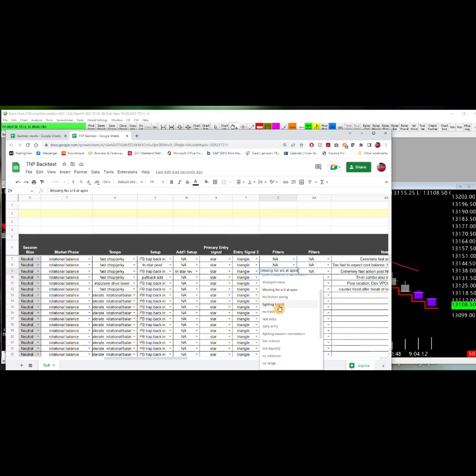Fighting one timing up or one timing down. Trading in a no trade zone. A late or an early entry is the same thing, in my opinion, as anticipating the algo, or maybe just chasing after the algo prints, but you took it a little bit after that. And then fighting session momentum, low volume, low liquidity.